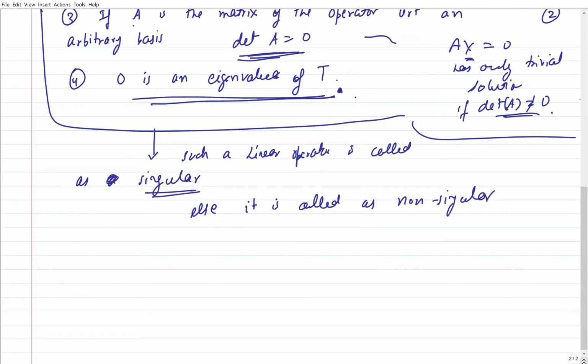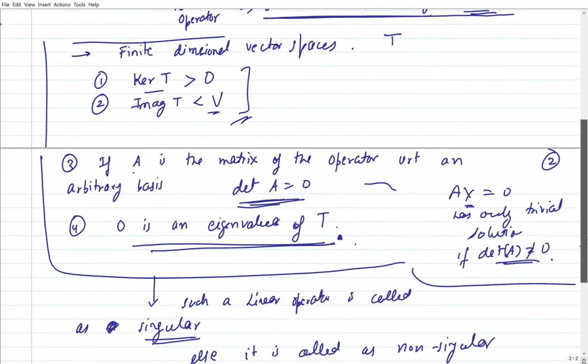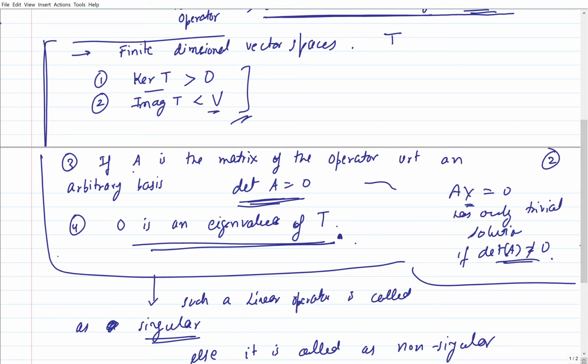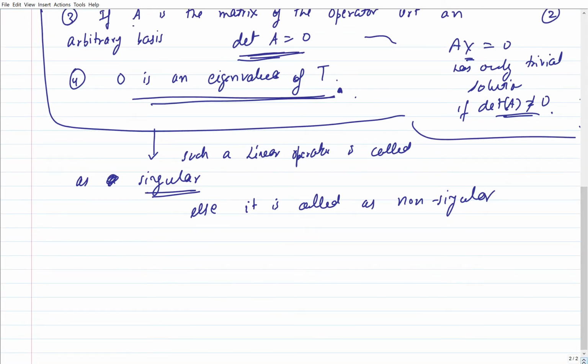Now in Artin there is a very interesting example of how these conditions are not equivalent for an infinite dimensional vector space. I would urge you to see that example. It has to do with the shift map basically.